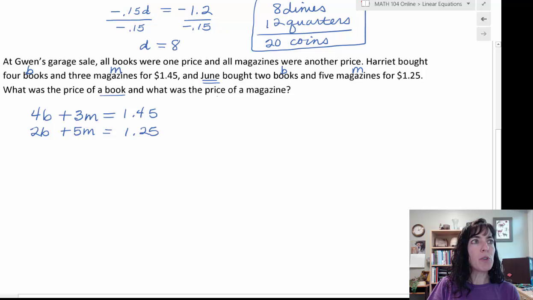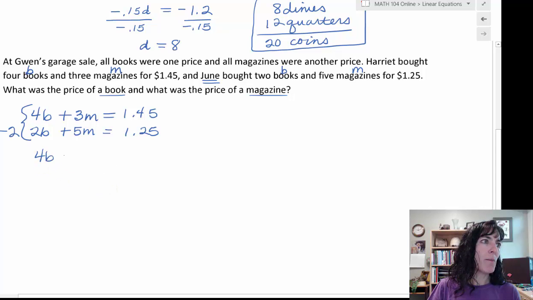What is the price of a book and what is the price of a magazine? So this gives us a nice system, and it looks like the best strategy on this system would be to use elimination. And to do that, I see that 2 times 2 will give me 4. So if I multiply this equation on the bottom row by a -2, then my b's will cancel. So I'm going to go ahead and do that.